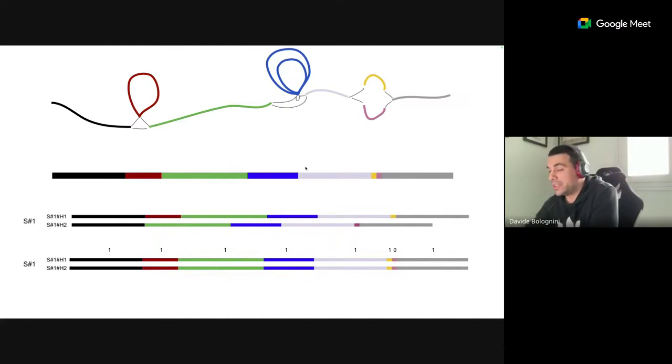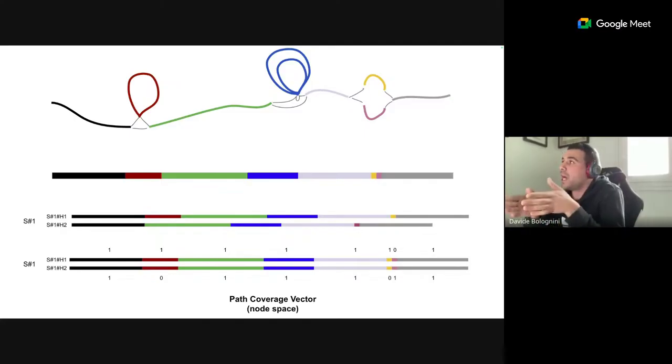And you can do the same for the second haplotype. So you will have coverage 1 for the black node, 0 for the red, 0 for the yellow, and 1 for all the others. This is the so-called path coverage vector: the number of times each path crosses a certain node in the graph. And it's in node space because it takes into account all the possible nodes, because of course some paths may not have certain nodes.